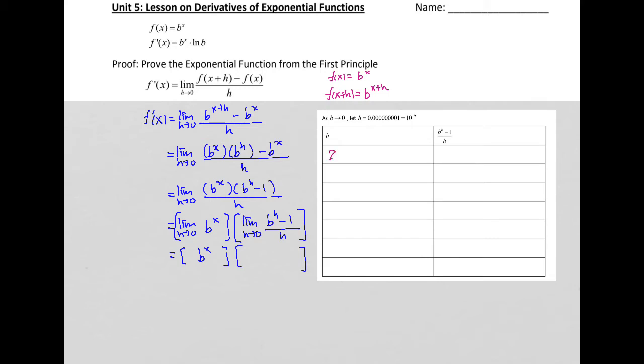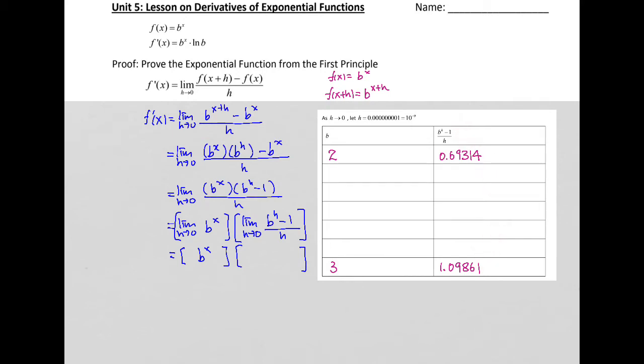When b equals 2, the fraction becomes 0.69314. The next number I'm going to try is b equals 3, and I see on the calculator it's 1.09861. I put it on the bottom of the table because the fraction 0.69 is below 1, and 1.09 is above 1. That means there must be a value in between. I'm trying to find out what b value will make this fraction become a 1.